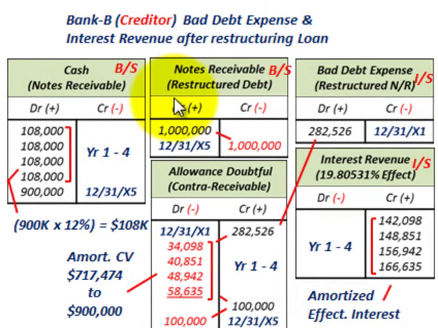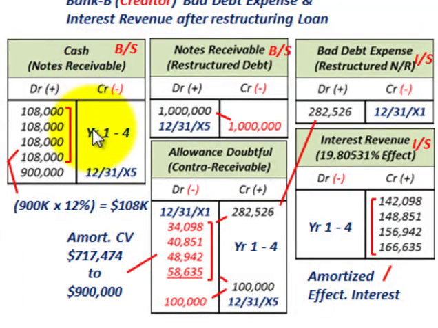Just looking first, we've got our cash account here, and then our notes receivable, which is an asset, and we're going to look at this as the restructured debt. Now what you have to set up as a contra account to your notes receivable is an allowance for doubtful accounts. That's a contra receivable account that reduces your notes receivable. And then we're also going to have our bad debt expense and our interest revenue. So let's go through these accounts one by one.